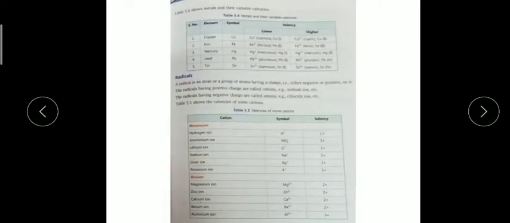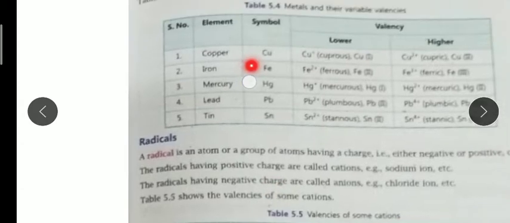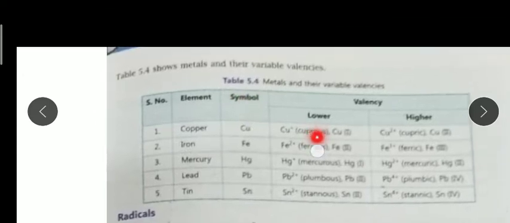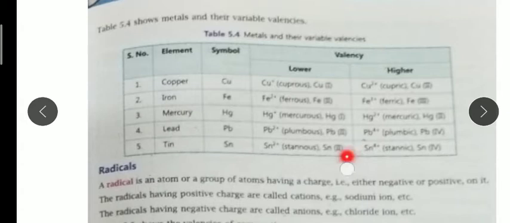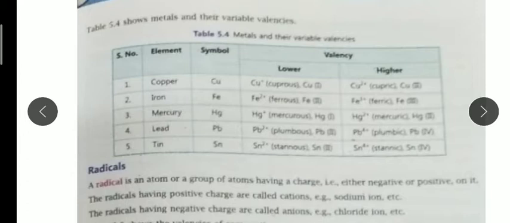So like this they have different names. I explained this in the last video. You can see that video, and you can see table 5.4 also. Their name is given in the bracket and their valency is also given in Roman numerals in the bracket. Copper and these 5 have a lower valency and a higher valency also, so they show a variable valency.